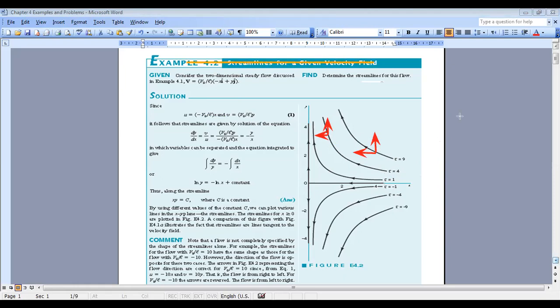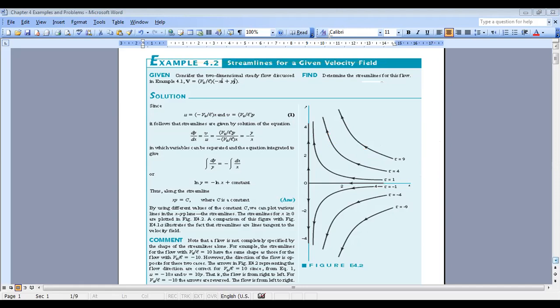Okay? So the streamlines alone will not fully define the flow. You need another piece of information. Because if V0 is positive or V0 is negative, you will get the same streamlines, but what will change is the flow direction. Okay? Any question for this problem?